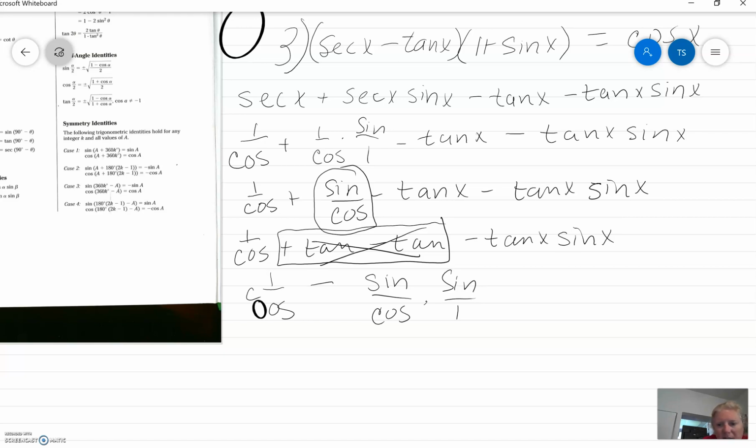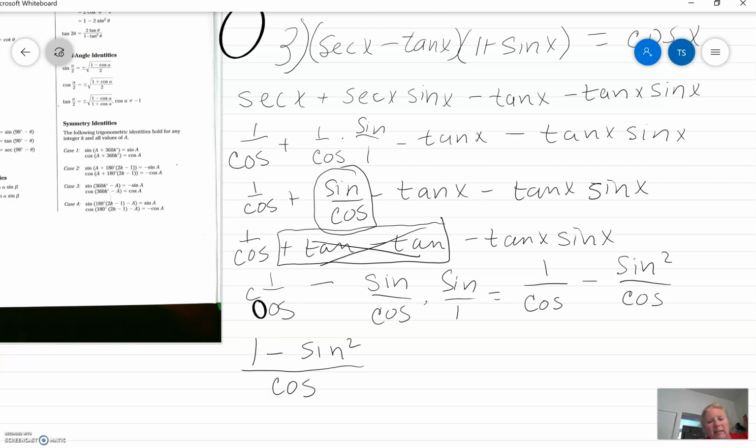Minus sine over cosine, because tangent is sine over cosine, times sine over 1. Oh, well, that's interesting. So I've got 1 over cosine minus sine squared over cosine. That can be rewritten as a single fraction. So 1 minus sine squared all over cosine.